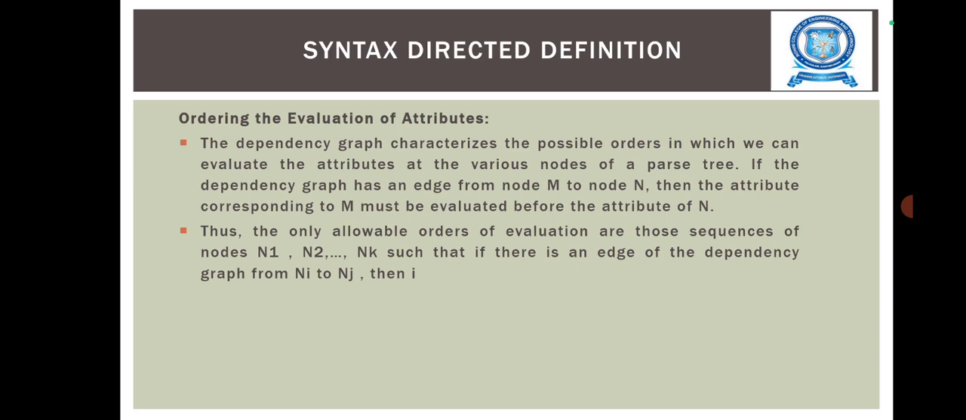Ordering the evaluation of attributes. The dependency graph characterizes the possible orders in which we can evaluate the attributes at the various nodes of a parse tree. If the dependency graph has an edge from node M to node N, then the attribute corresponding to M must be evaluated before the attribute of N. Here we have a sequence of nodes N1, N2, up to Nk.